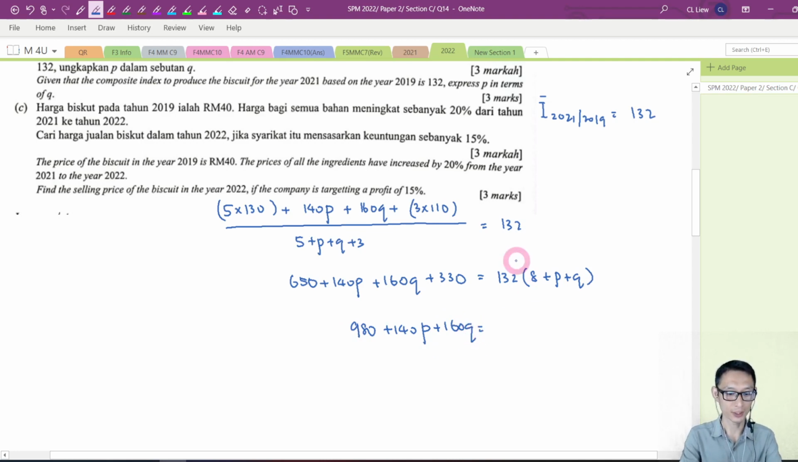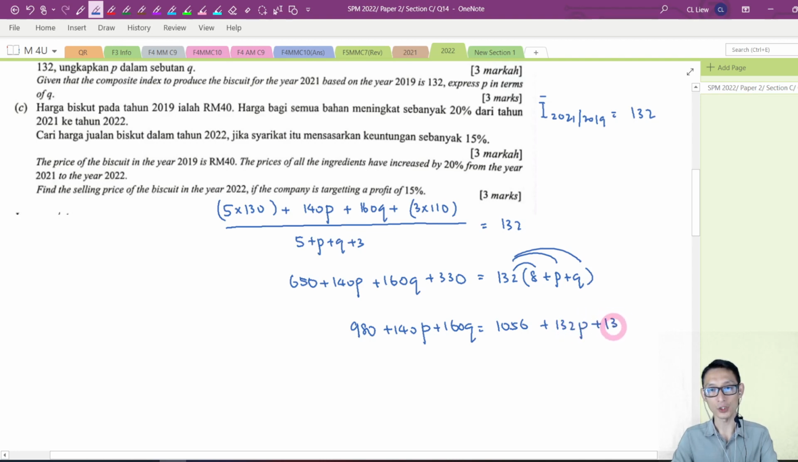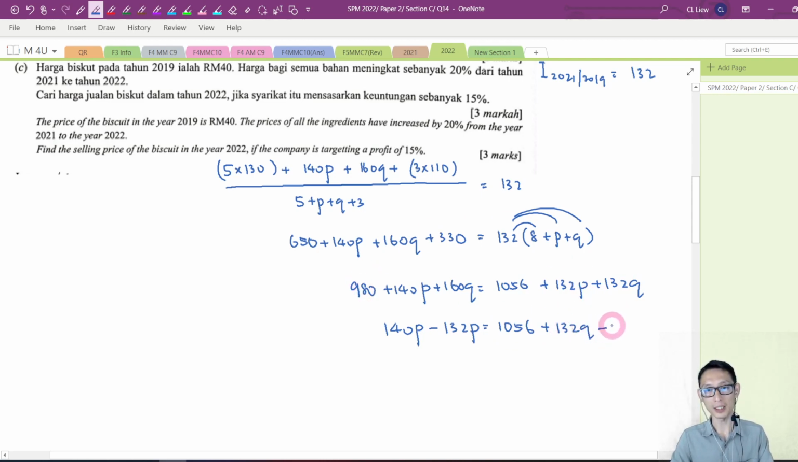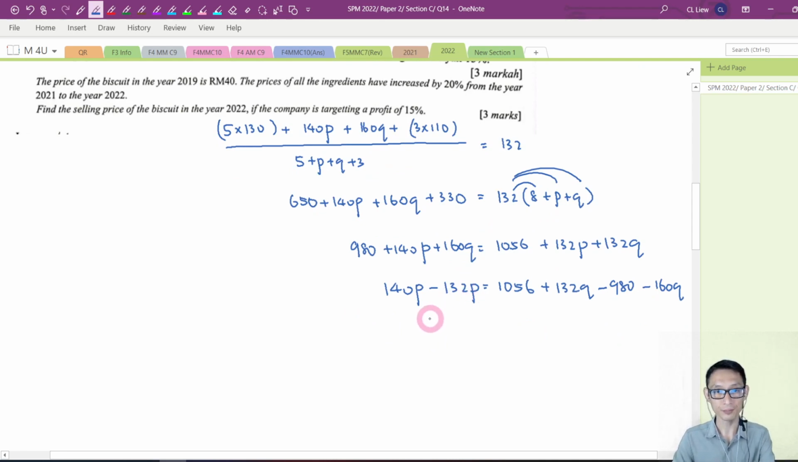132 times 8 is 1056, plus 132P plus 132Q. So now I copy 140P, and this 132P I bring to the other side, becoming minus 132P. This one I copy first, here I also copy. And then this I'm going to move to the other side, becoming minus. This I'm going to move to the other side, becoming minus. So this is 8P. And this one I just press on the calculator: 1056 minus 980, you will get 76. And 132Q minus 160, minus 28Q.